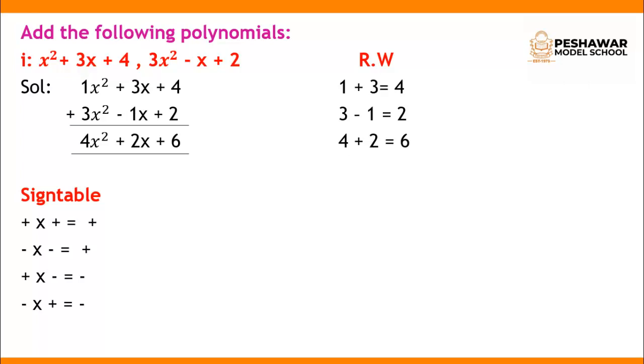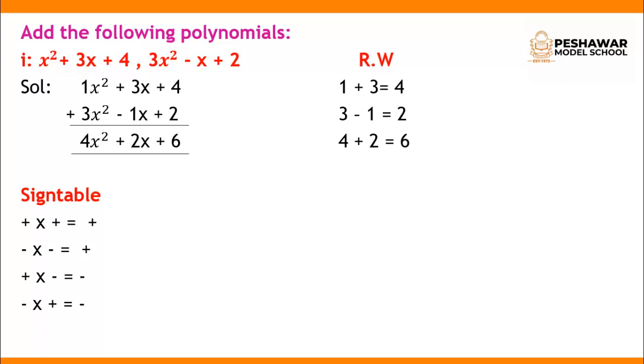So we have to subtract the coefficients of x. 3 minus 1 is equal to 2. So we write here plus 2x. Now which sign do we have to put, plus or minus? We have to write the sign of the greater term. Between the coefficients 3 and 1, 3 is greater, so I will use the positive sign because we have to mention the sign of the greater term. Next come to the constant, plus into plus, which is equal to plus. So 4 plus 2 is equal to 6.